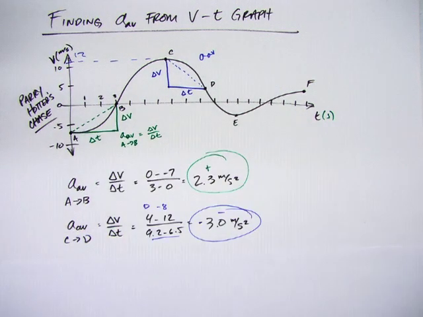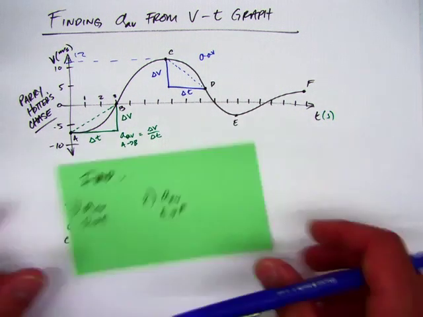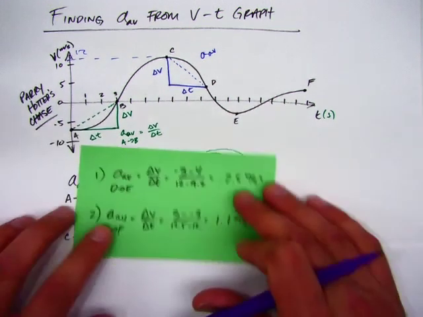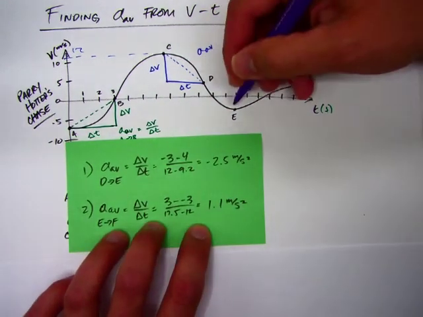Okay, I'll give you a couple more sample problems to work on based on this graph. I want you to find A average from D to E and A average from E to F. So go ahead and pause the video. Okay, from D to E. All right, I'm going to connect it here.